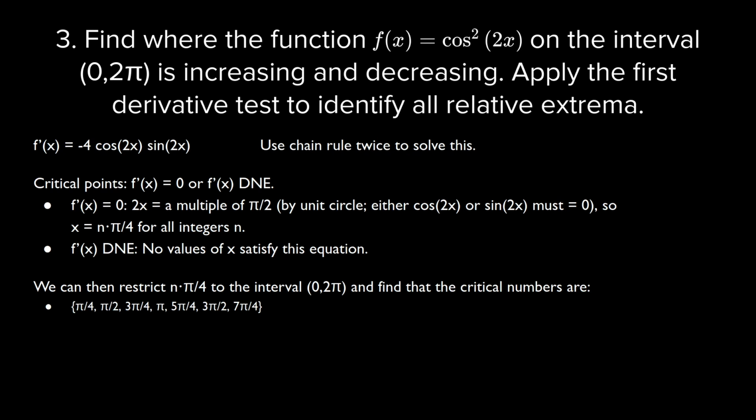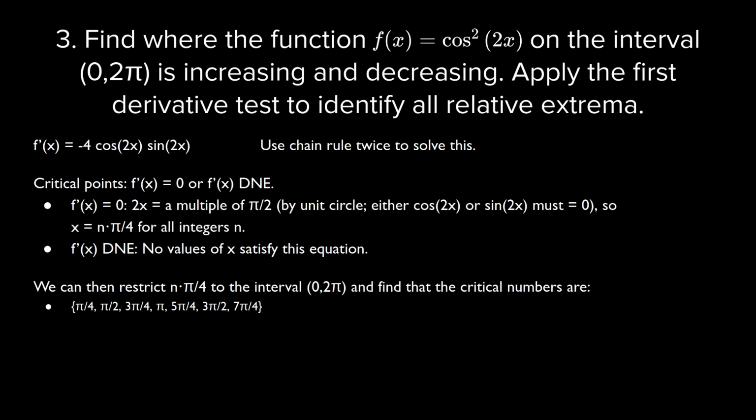So now that we have all the critical numbers, what we have to do is figure out which of them are minimum, maximum, and neither. And we can do that by calculating the derivative at a test point on each of the intervals between them. We need to find one test point between the starting value 0 and pi over 4, one between pi over 4 and pi over 2, one between pi over 2 and 3 pi over 4, and in all the intervals we have to calculate the derivative at a point between them.